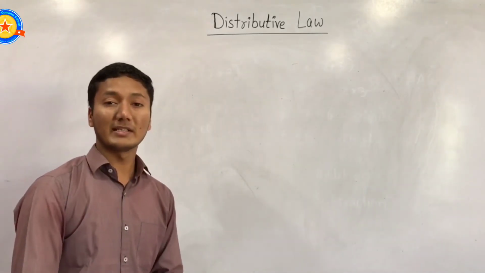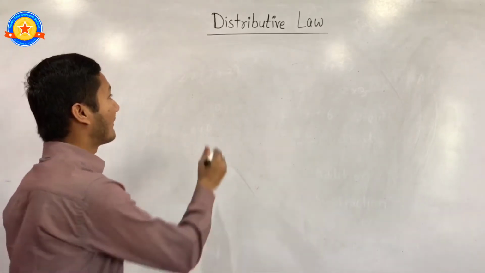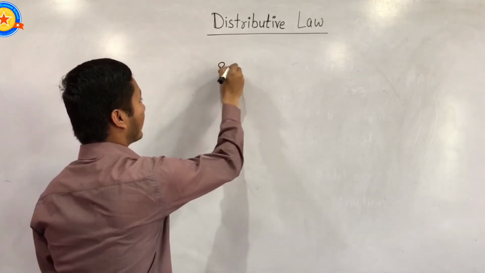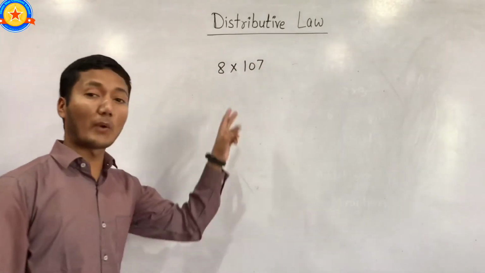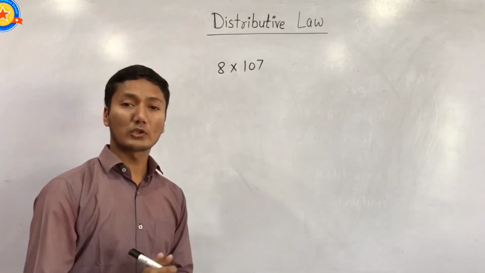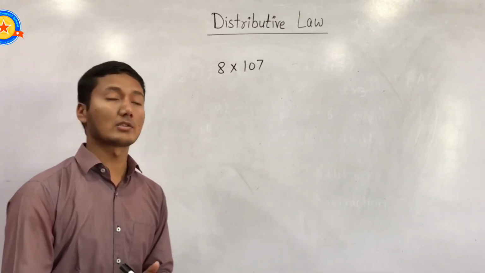Students, now we will see some examples of distributive law. First question we have is 8 into 107. If we have a question like this, then how will we solve this? We can solve this by a simple mechanism, that is distributive law.